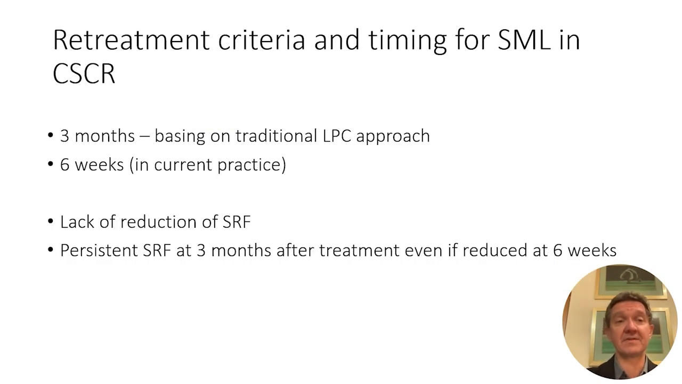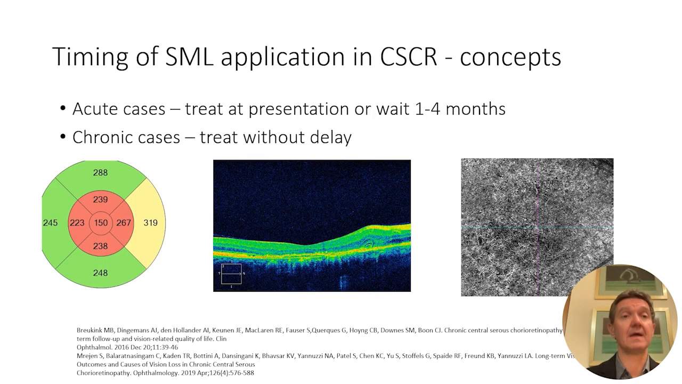Ophthalmologists use different retreatment criteria for SML in CSCR. I believe that in case of unresponsiveness to laser after first session, we should perform the second one after 6 weeks. I wouldn't wait longer. However, I know that there are practitioners who use the 3 months interval, and both approaches, I believe, are correct.